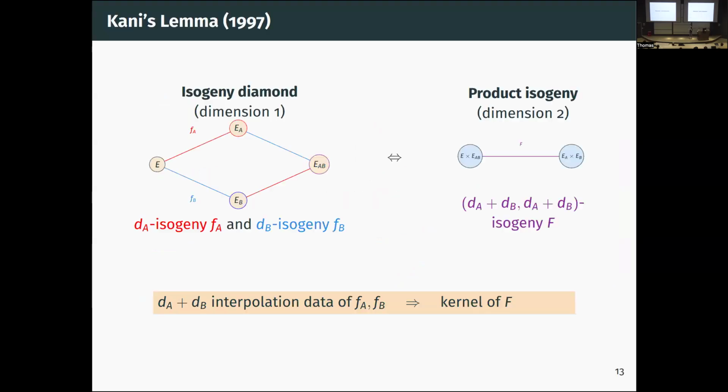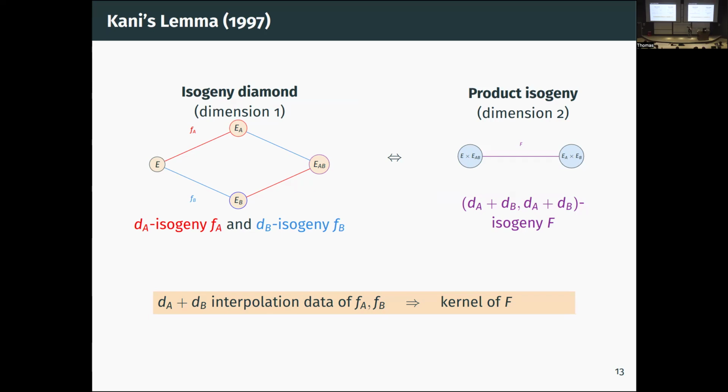And maybe you might all have heard about this already, but what I want to tell about is Kani's lemma. This lemma didn't only appear in 2022, but it kind of got popular in the isogeny-based community in 2022. And what it says is that there is a relation between one-dimensional isogenies and two-dimensional isogenies. And this relation is given by relating isogeny diamonds in dimension 1 to product isogenies in dimension 2.